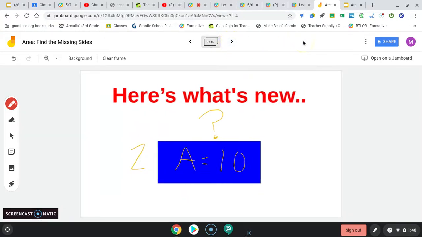Okay, here's what's new today. Now we're going to give you the area. So we'll give you the area of 10. We'll give you one of the sides, either a width or a height, and you need to calculate the other one. Okay, so here's how you do it.